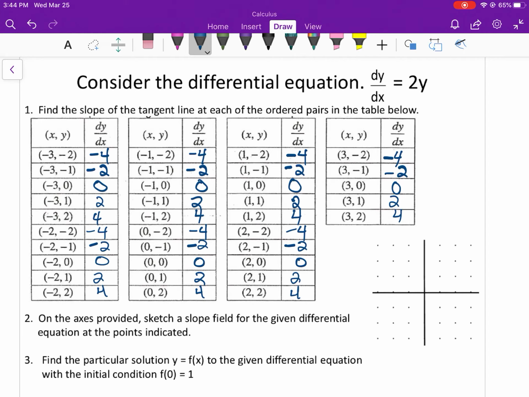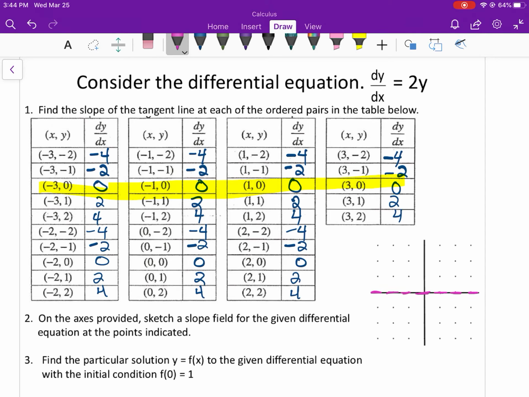All right, so it looks like if I want to start here, any point that has a y value of 0 is going to have a horizontal slope, a slope of 0. So those are the ones I'm graphing first. So anything on my y-axis has that slope of 0.